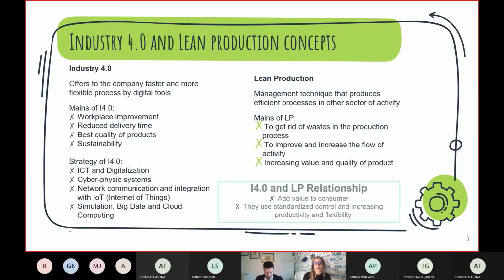Lean Production is a management technique that produces efficient processes in other sectors of activity. The means of Lean Production are to get rid of waste in the production process, to improve and increase the flow of activity, and to increase the value and quality of the product. In the last years, studies regarding the relationship between Industry 4.0 and Lean Production are increasing. To apply Lean Production efficiently in the company, the use of ICT technology is necessary. These tools and techniques increase the value for consumers. They use a standardization process and increase productivity and flexibility. Next, please.